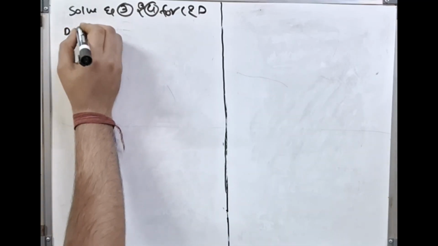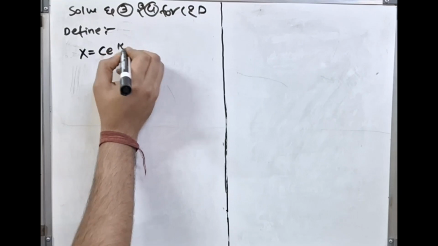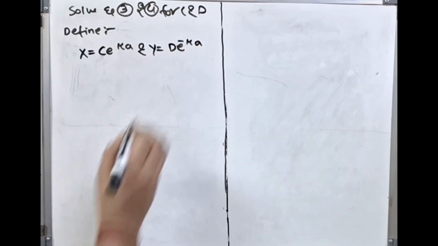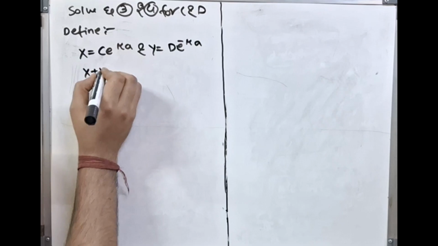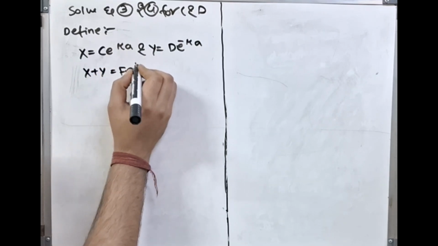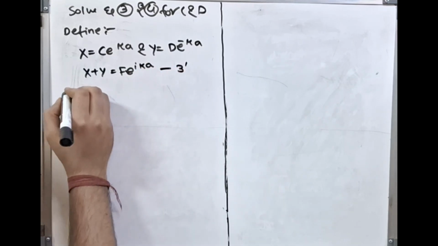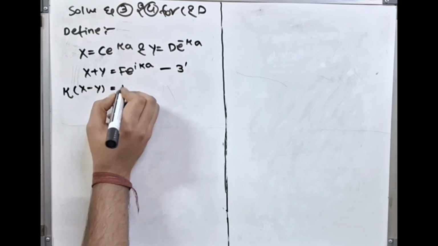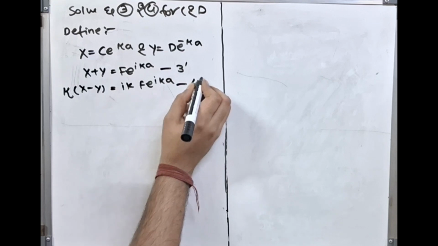So we define one thing, let's say we take x is equals to c e raised to kappa a and our y as d e raised to minus kappa a. So equation 3 and 4 becomes x plus y is equals to f e raised to i k a, and I'm going to call this as 3 dash, and the next one, which is the fourth equation, kappa, which was outside, so kappa x minus y is equals to i k f e raised to i k a, which I'm going to call this as 4 dash.